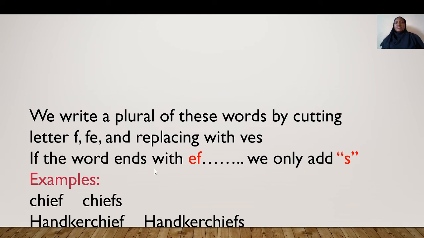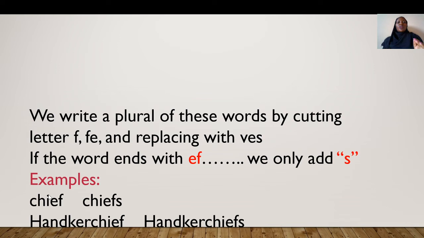If the word ends with EF, now you are told to write a plural of a word, and that word ends with letter E and letter F. What do you do? You don't change anything. You don't change the last letter. What we only do is we add letter S at the end of that word. We only copy the way the word is, then you add letter S.